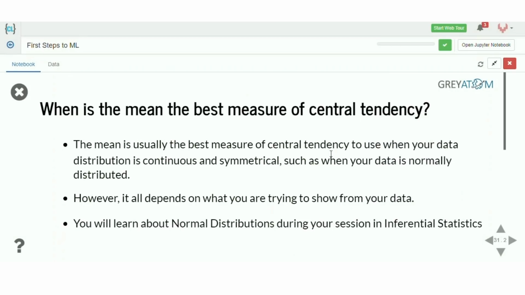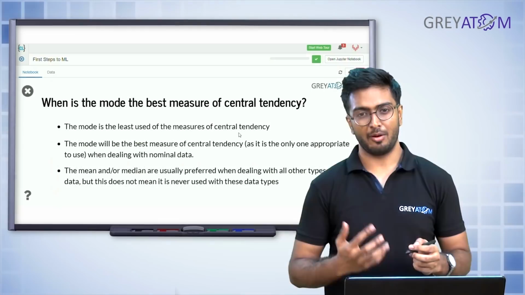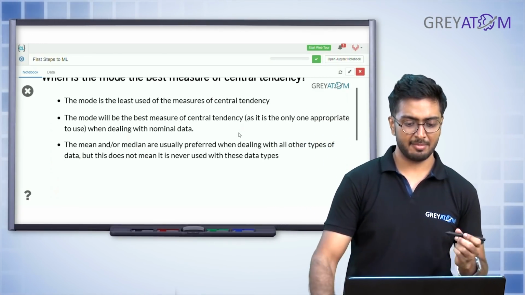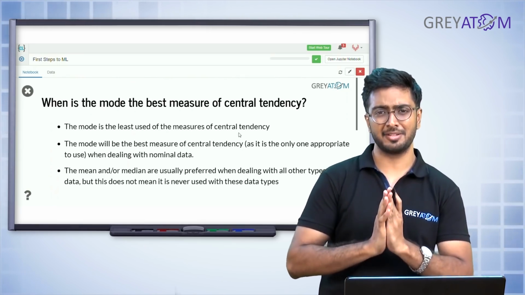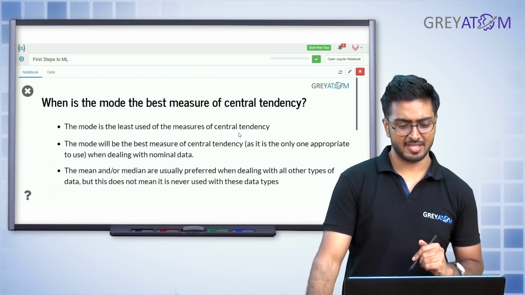So if your data is continuous and symmetrical, then the mean is a good measure to use. However, it all depends on what you are trying to show from your data, and we will learn more about normal distributions in the session on inferential statistics that comes next. There, you will be better able to appreciate what a normal distribution and a symmetric distribution are. If your distribution is normal and symmetric, you can use the mean fairly reliably. What is the mode the best measure of?